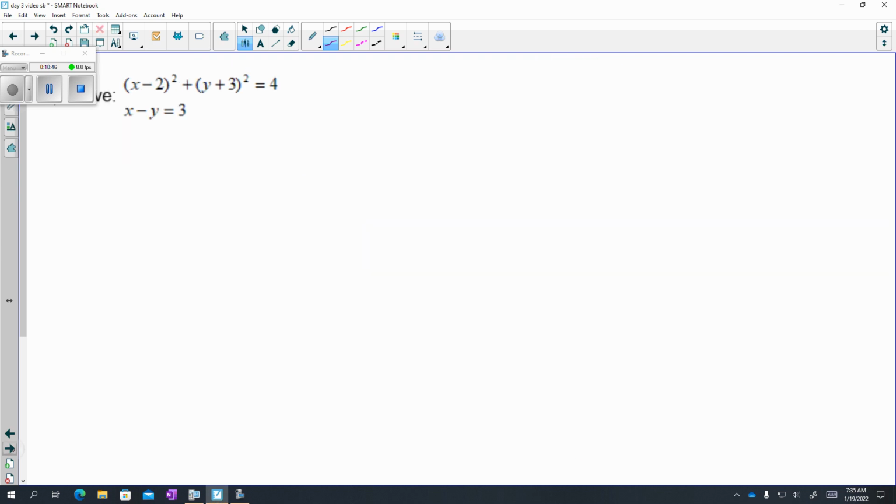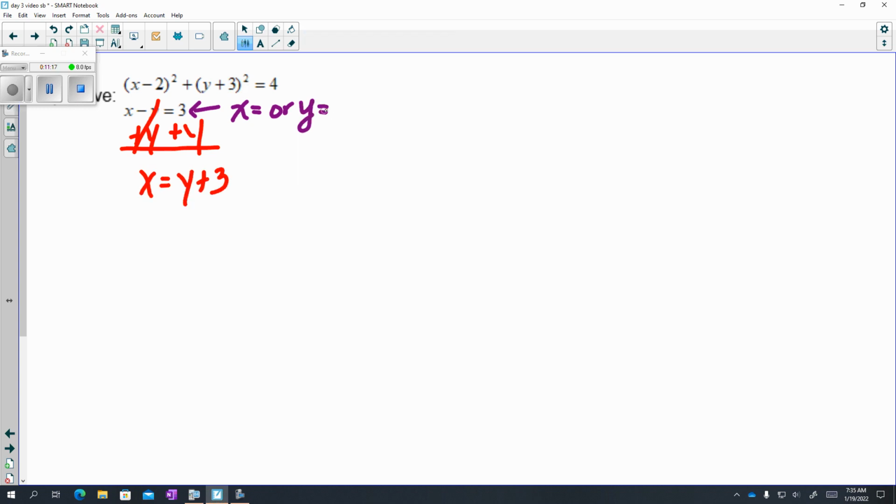Last question. Solve x minus 2 squared plus y plus 3 squared equals 4, and x minus y equals 3. So I have a circle up top and a line down below. We want to substitute our line into the circle, which means that this piece here has to be x equals or y equals. So I'm going to start by adding y to both sides. I get x equals y plus 3. And then I'm going to take this x and plug it in up here.